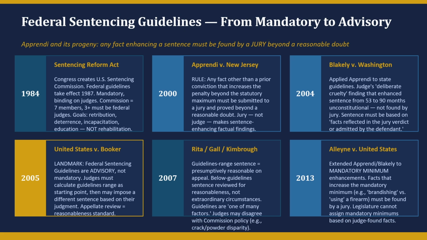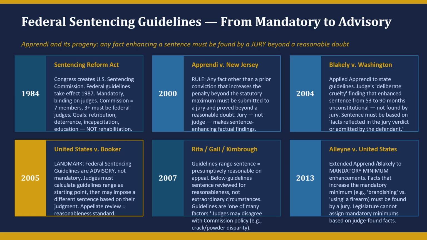The history of the federal sentencing guidelines is really the story of the Supreme Court's effort to reconcile the Sixth Amendment right to jury trial with the power of legislatures to structure criminal sentences. The Sentencing Reform Act of 1984 established the U.S. Sentencing Commission and mandated the development of binding federal guidelines. When they took effect in 1987, judges were required to sentence within a narrow range based on a mathematical grid combining offense severity and criminal history. Departures required written justification and were subject to appeal.